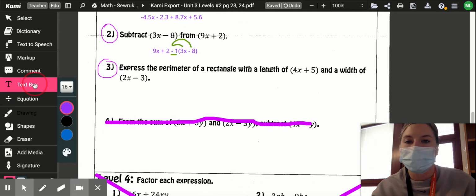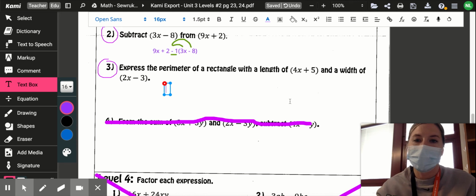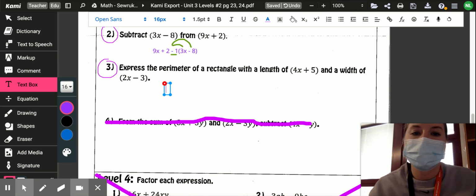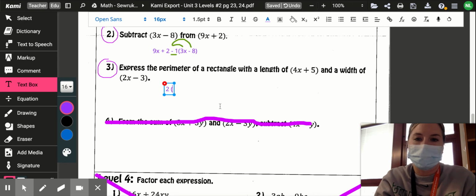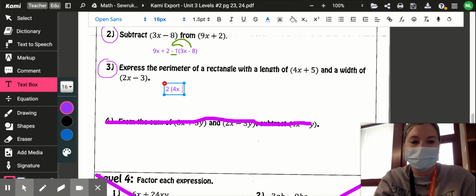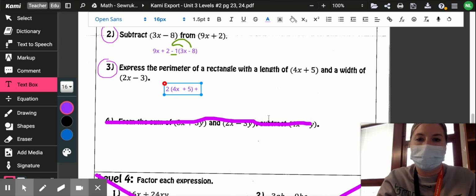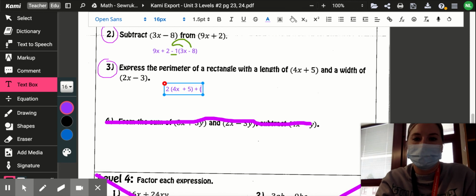Lastly, you're finding the perimeter of a rectangle. So if the length is 4x plus 5 and the width is 2x minus 3, there are two sides each of those. So we're going to multiply each side by 2, because a rectangle has 4 sides. So you're going to be distributing by multiplying, and then you're going to add all the like terms together.